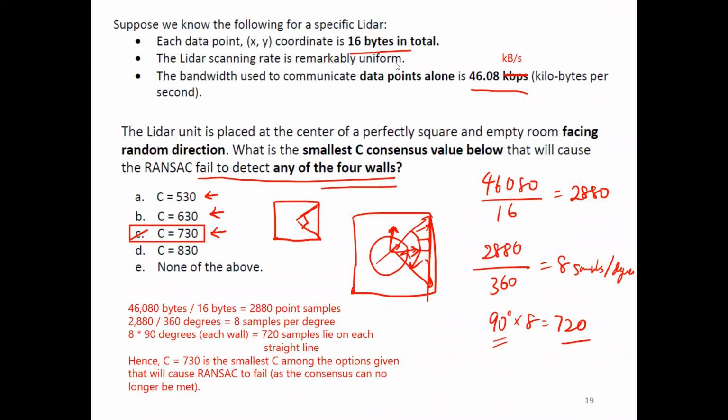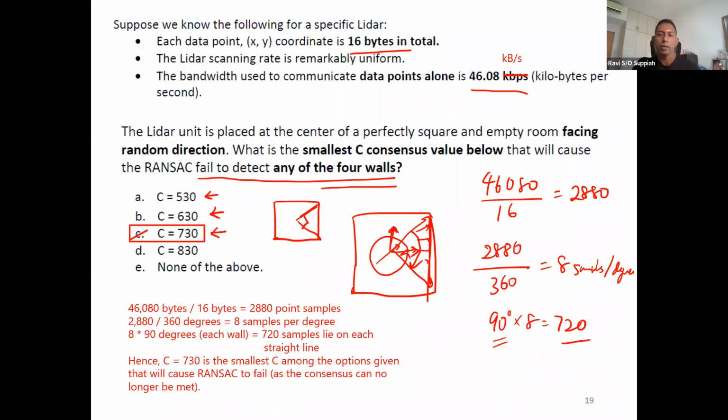Just to ask, this means that we are calculating the best case scenario where we nicely scan an entire wall from one edge to the other, right? We will require 720, but in reality, we'll probably need more than 720 samples. If you are facing a random direction, you are still trying to detect any of the four walls. So when you scan, you need to have the points associated with the entire length of the wall, correct? That entire length of the wall is equivalent to 90 degrees, which means that I need 720.